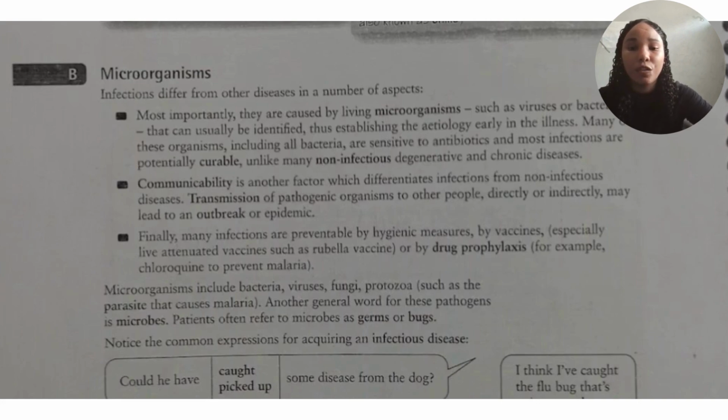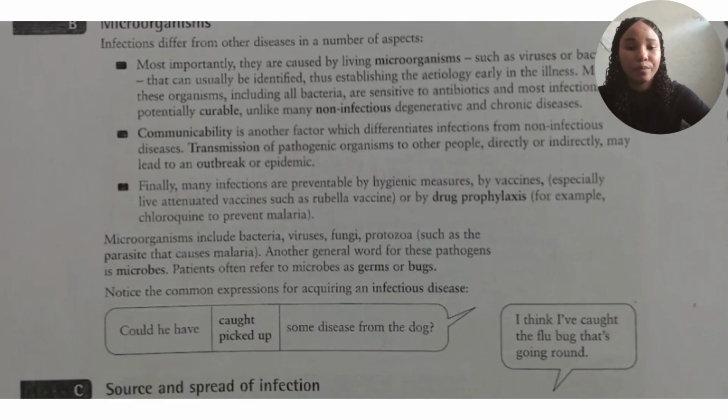Communicability is another factor which differentiates infections from non-infectious diseases. Transmission of pathogenic microorganisms to other people, directly or indirectly, may lead to an outbreak or epidemic. Finally, many infections are preventable by hygienic measures like vaccines or by drug prophylaxis.